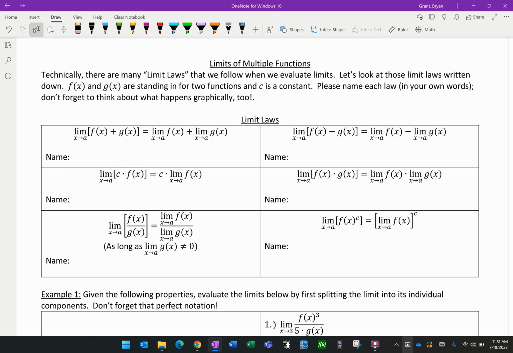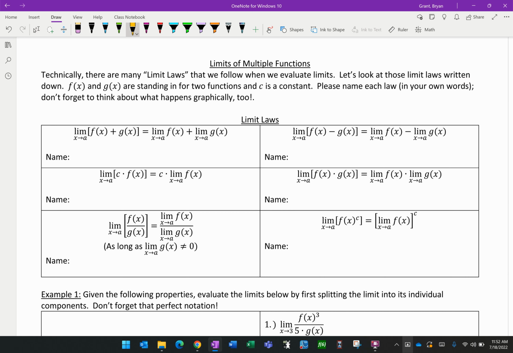However, we're going to start expanding or stating our limit laws that apply to graphs, and we'll talk about that, but also to equations so that you've seen them ahead of next class. So technically, there are many limit laws that we follow when we evaluate limits.